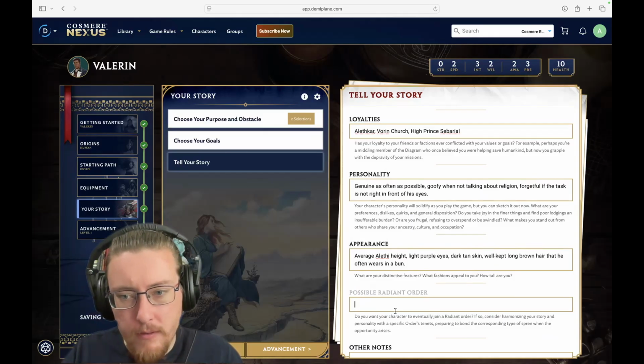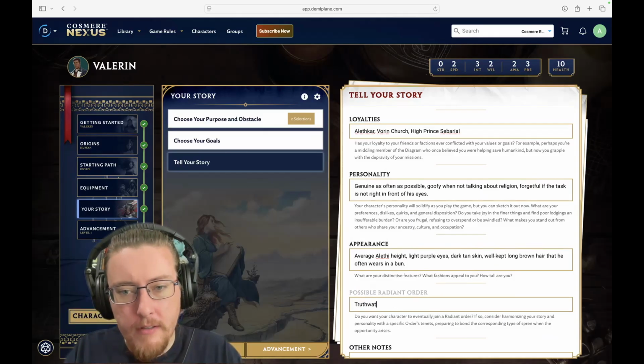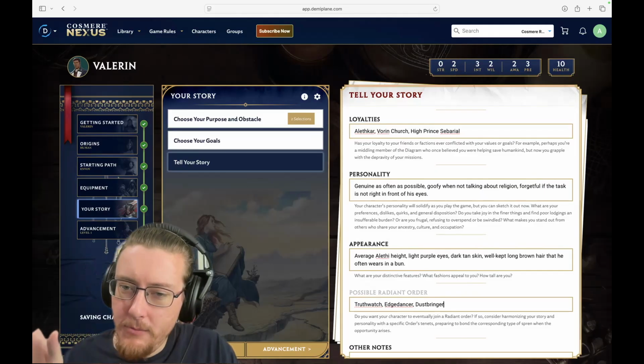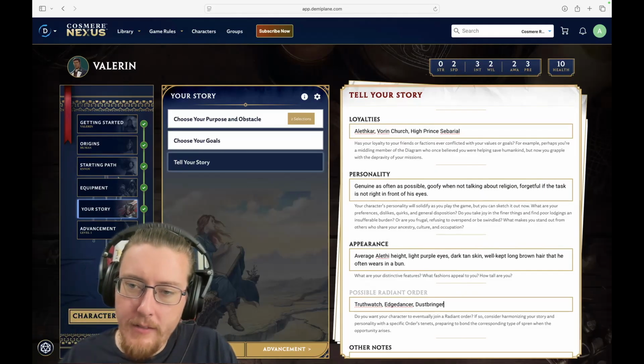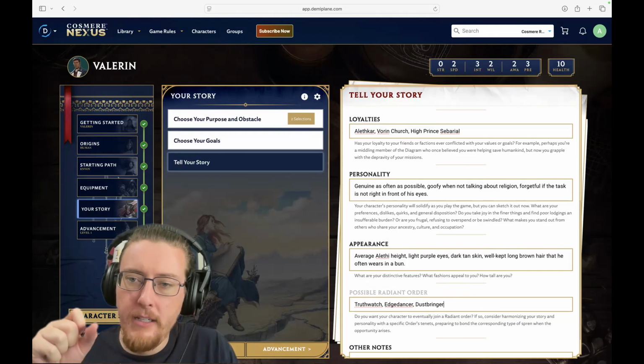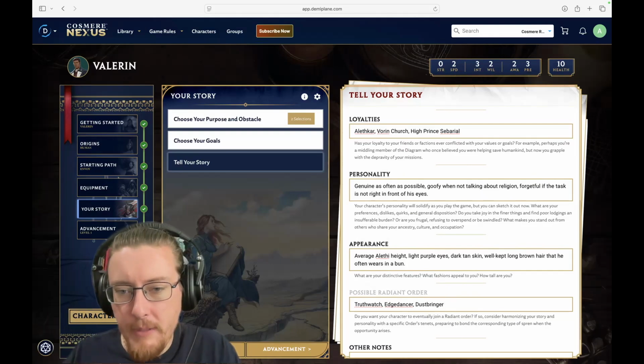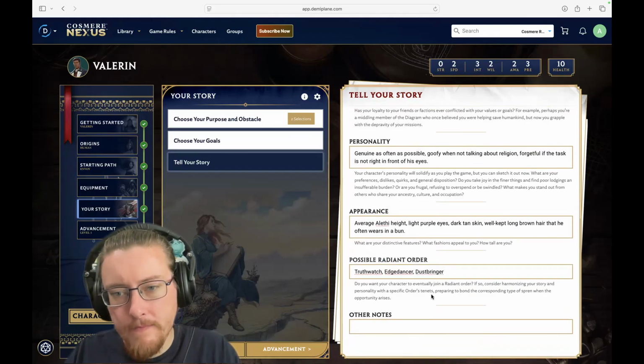Possible radiant order. Truth Watcher, Edge Dancer, maybe even Dustbringer. I know Dustbringer's a little more out there for those of you who know, but control over oneself, control over forgetfulness, control about what he reveals to other people could be a way to go.